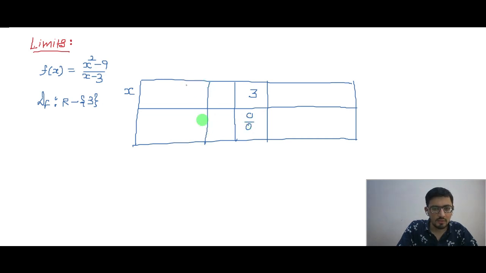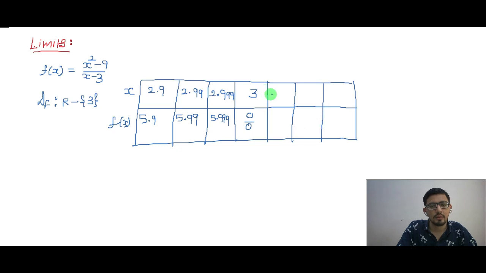Second thing we can understand: if x is approaching 3 from the left side, say for example 2.9, then 2.99, then 2.999, what is the corresponding f of x? If you simplify this in your mind, it will be x plus 3. So 2.9 plus 3 gives 5.9, then here we get 5.99, and here 5.999.